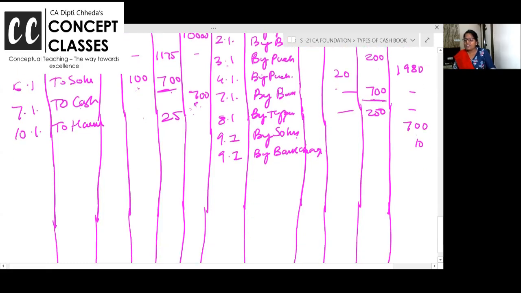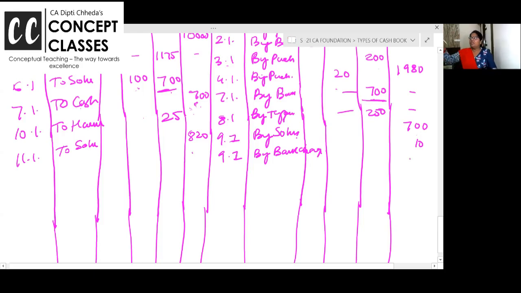Now 11th of January, Sohan settled his account by means of a crossed check of 820, 20 being interest charges. He gave us the check of 820, and directly on the same day, I have deposited in bank. Bank account debit because bank is receiving. Soham account credit 820. Money is coming in bank, and Soham 820.